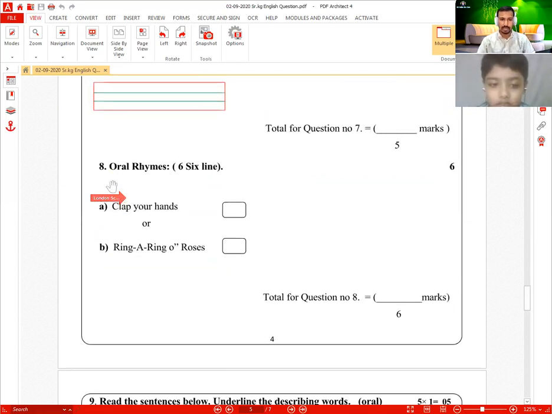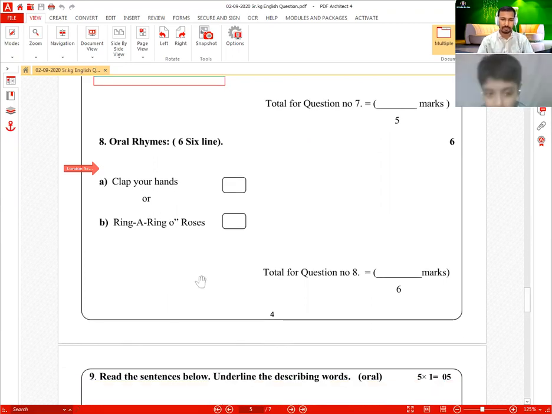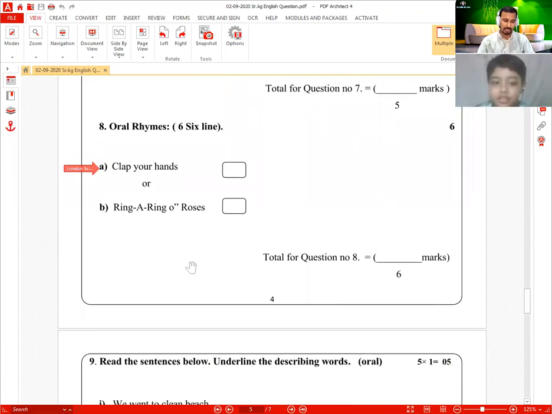Then number eight, Farhan. Oral rhymes, six lines. Clap your hands, ring a ring o' roses. Any poem, say six lines. Which one do you want to say? Clap your hands. Okay, clap your hands, say it. Say eight lines. Clap your hands, listen to the music and clap your hands.